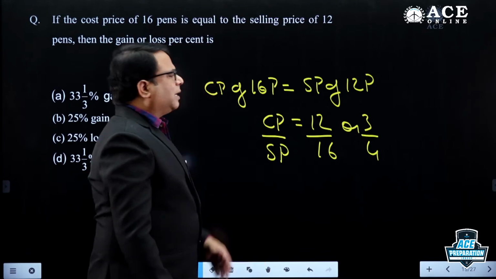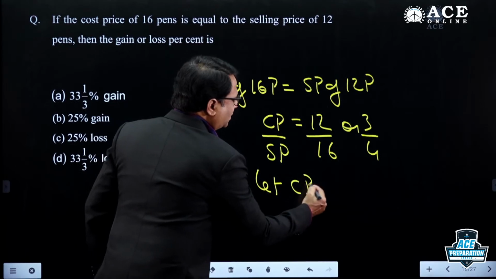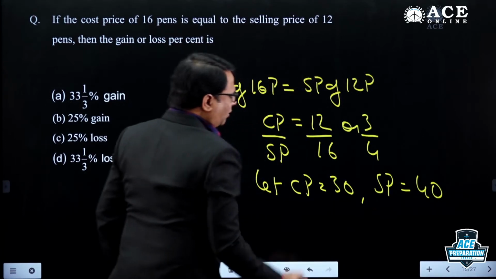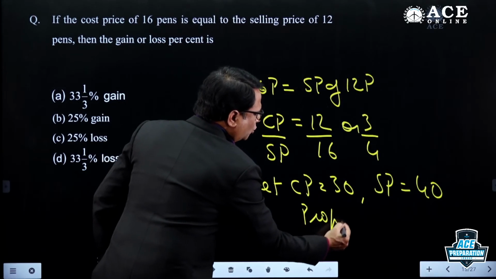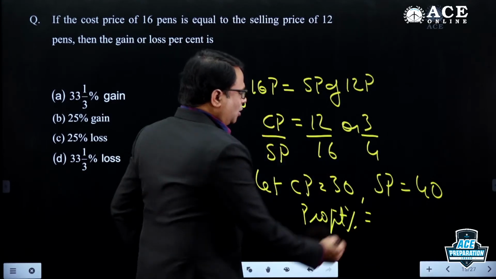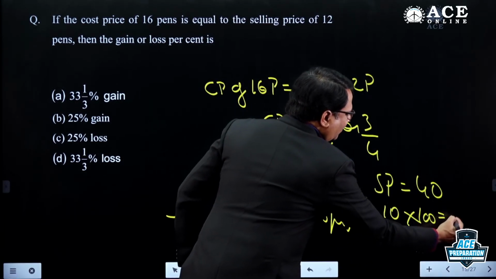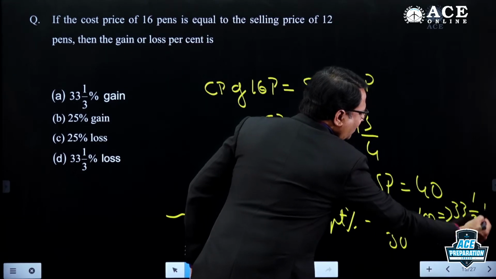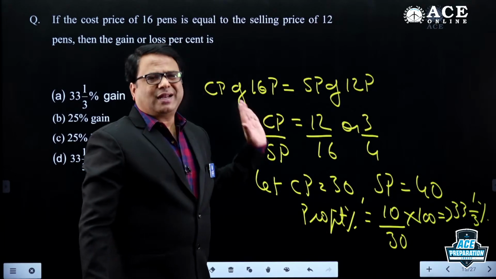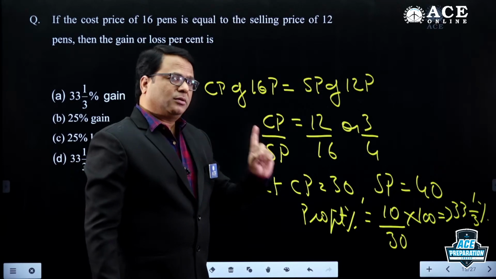So I will take cost price 30 rupees, selling price 40 rupees. Then what is the profit percent? You know the formula for profit percent: profit by cost price into 100. So profit is 10, cost price is 30, into 100, and that would give you a profit of 33 1/3%. So we say in this transaction there is profit and profit percent would be 33 1/3%.